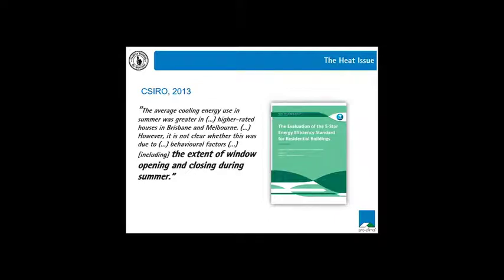This issue was raised back in 2013 in a CSIRO report, an evaluation of the 5-star energy efficiency standard for residential buildings, which highlighted it. It said that the average cooling energy use in summer was greater in higher rated houses in Brisbane and Melbourne. However, it is not clear whether this was due to behavioural factors, and one of them is the extent of windows and opening and closing during the summer. So the NatHERS system assumes people are running around opening and closing windows. So we have 10-star occupants in the house doing this for us.